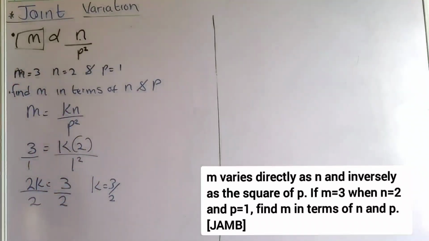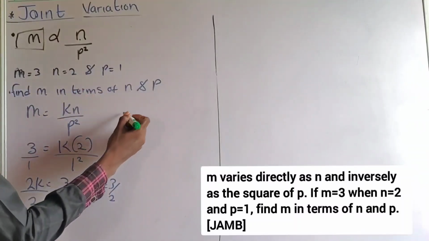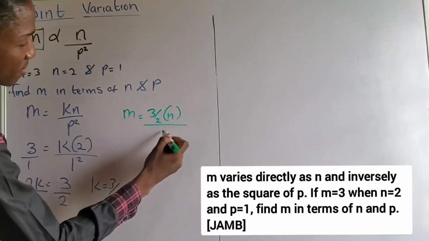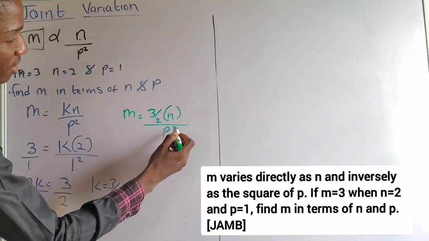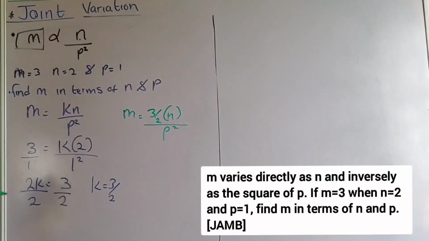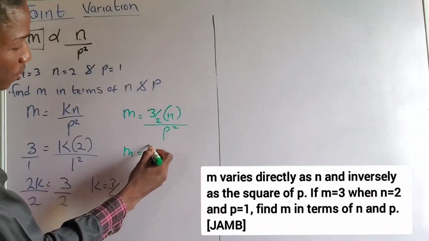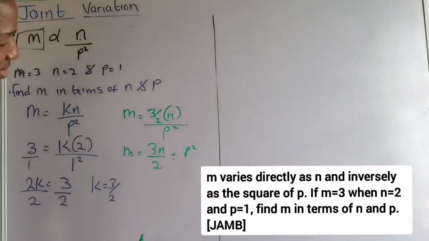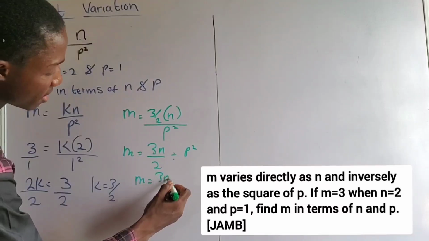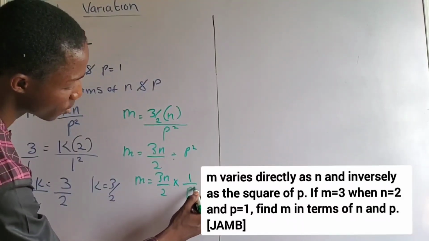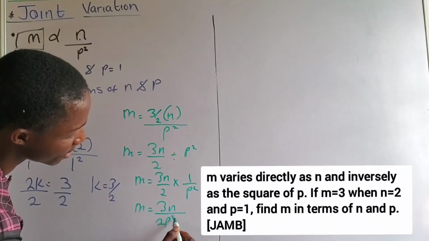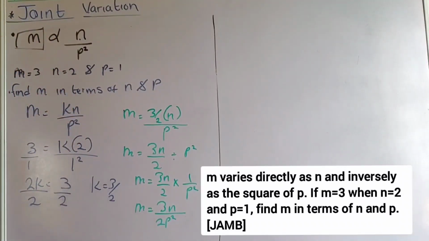So expressing m in terms of n and p, m is equals to 3 over 2n all over p squared, okay? So well, you can still proceed like this: m equals to 3n all over 2 divided by p squared. Do you understand? And you can still proceed: m is equals to 3n all over 2 multiplied by 1 over p squared, okay? So m is equals to 3n all over 2p squared. Do you understand? Okay, so that is the solution to that question. Now let's move to another question.